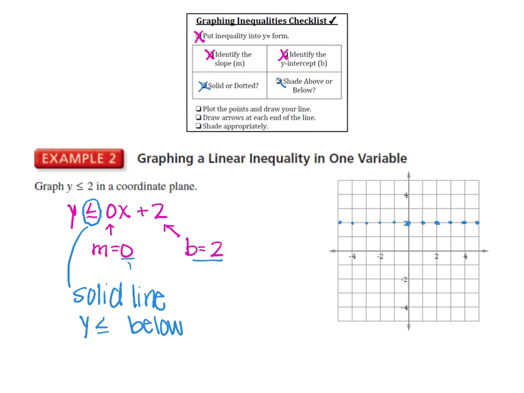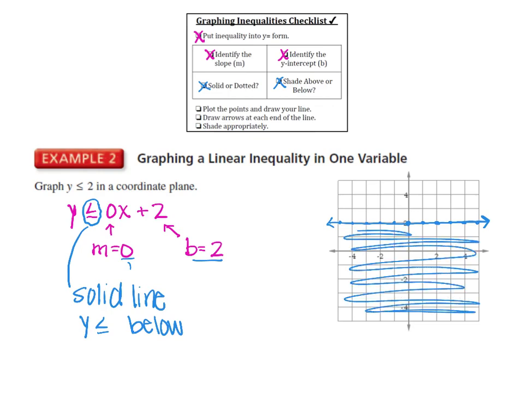Right? And we shade below that line. So I'm going to connect those points with a solid line and put arrows at the end. And then shading below that line means that all of this down here is shaded. Right? And my shading doesn't have to be perfect, as long as I can tell which half is shaded. Okay. So we plotted the points and drew our line, put the arrows at the end, and we shaded where we were supposed to.